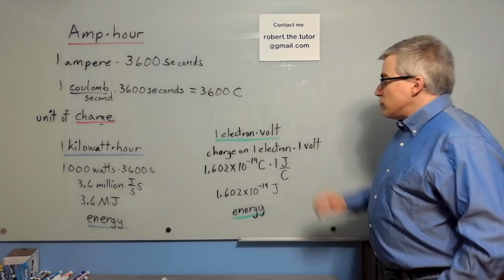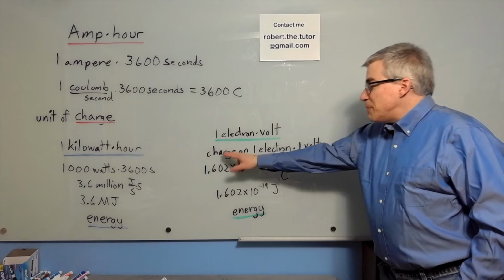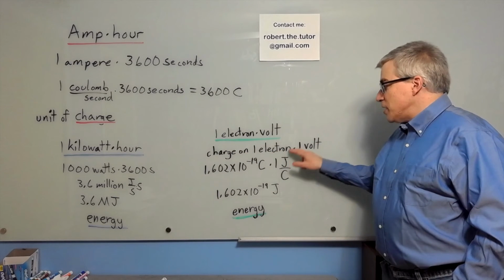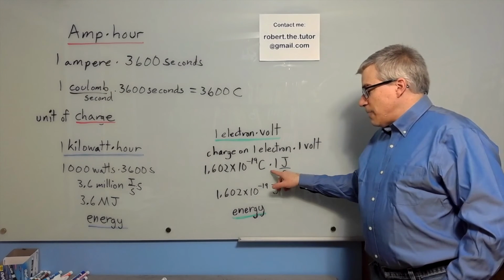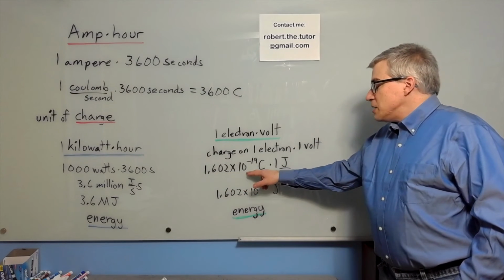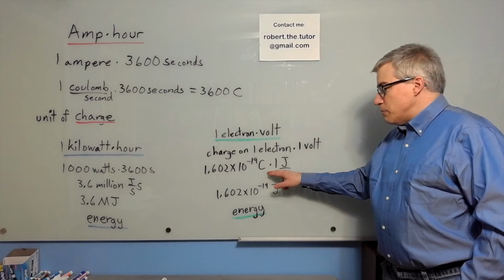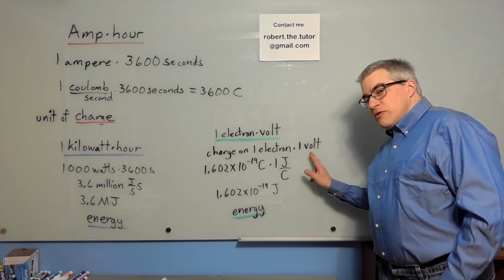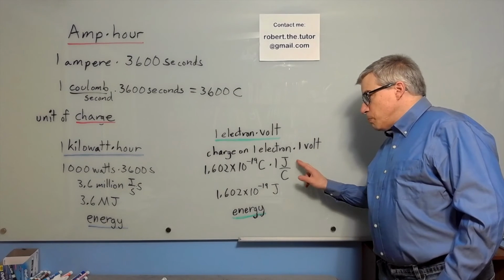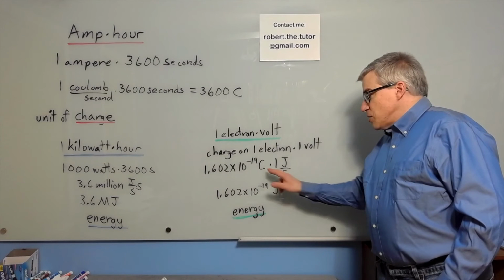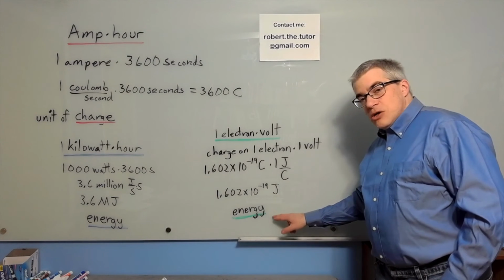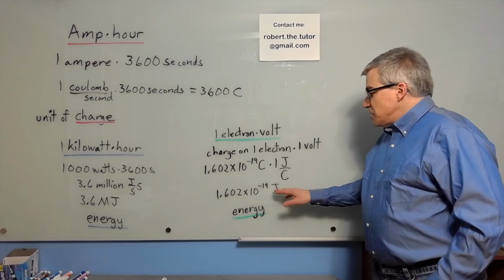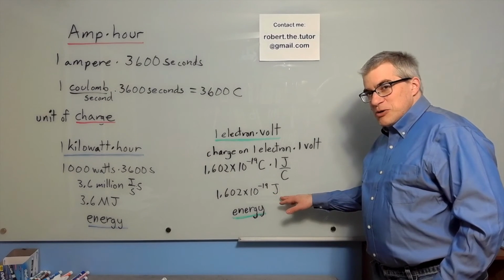An electron volt means the amount of charge on one electron times 1 volt. The charge on one electron happens to be 1.602 times 10 to the negative 19 coulombs. And the definition of a volt is a joule per coulomb. So the coulombs cancel out, and again we get joules. This is also energy, but this is an atomic-sized unit of energy.